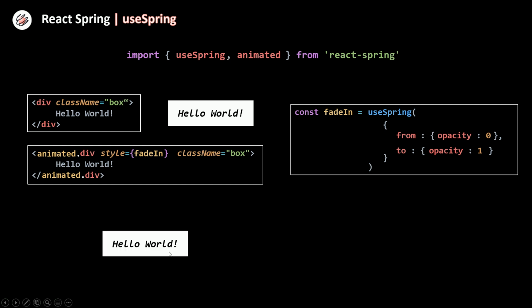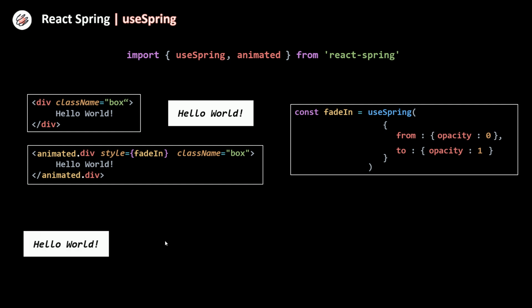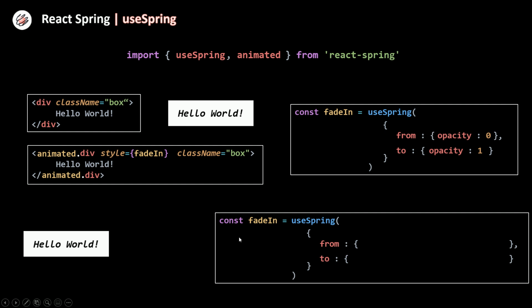Now let's say I have my box, but I don't want it to just fade in, I want it also to fade in and go to the left. So in that case, I'm going to pass 2 properties in from and to. I'm going to pass opacity 0 and 1. This is to make it fade in. And to move it to the left, I'm going to play with the right position. So I'm going to go from 0 pixels to 12 pixels. This will make this box go from the right to the left.